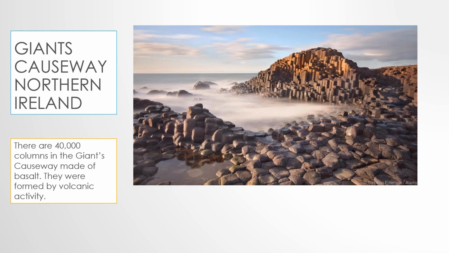Second one, this is the Giant's Causeway in Northern Ireland. There are over 40,000 columns in the Giant's Causeway made of basalt. They were formed by volcanic activity.